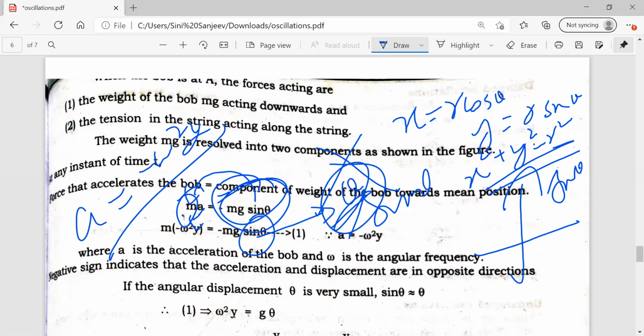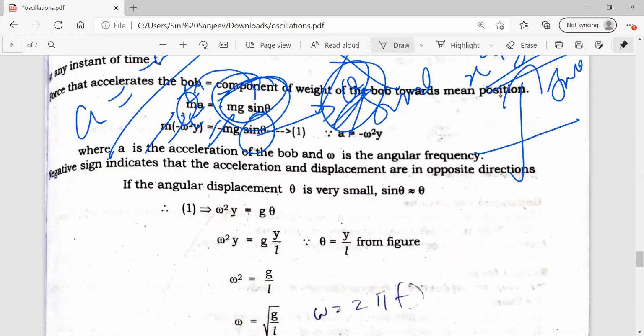Sin theta, because the angle displacement is very small. I'm just taking a very, very small element. So that's the reason I'm neglecting the sine and just putting it as theta, for my convenience of derivation. And mass I can cancel here. Negative you can cancel. So I'll get omega square y is equal to g theta.